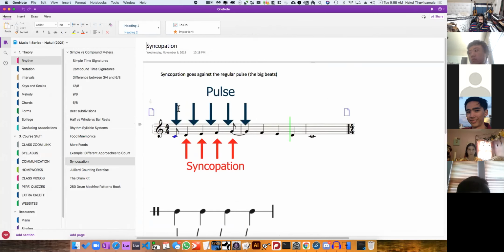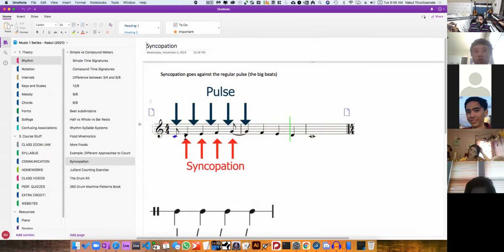So the pulse is here, right? In a measure of 4/4, these 4 arrows represent the 4 big beats that you'd expect, the 4 big beat positions that exist in the measure, right? Now syncopation plays off this. I should say it in a way that it's not reinforcing these 4 beats, it's kind of contrasting these 4 beats. So look at this entry right here.